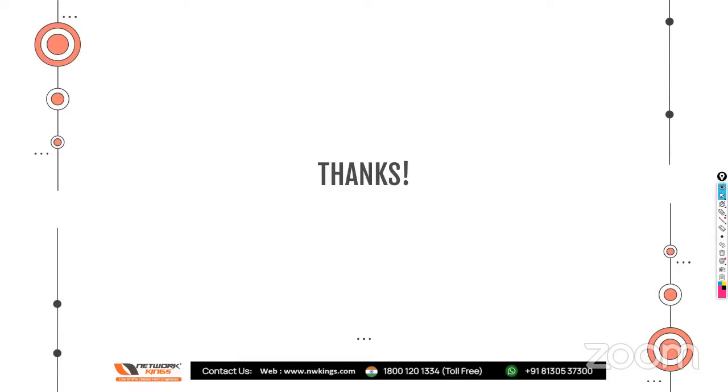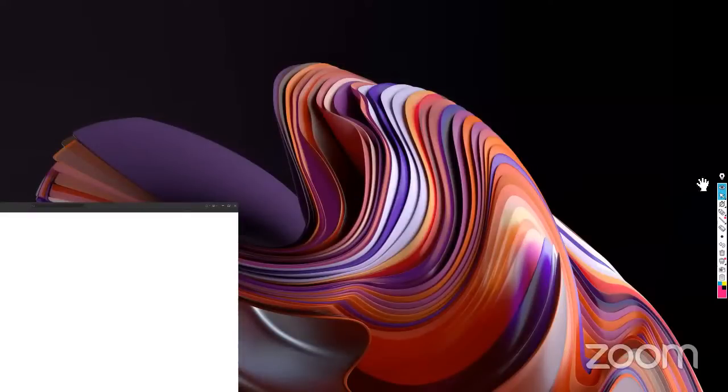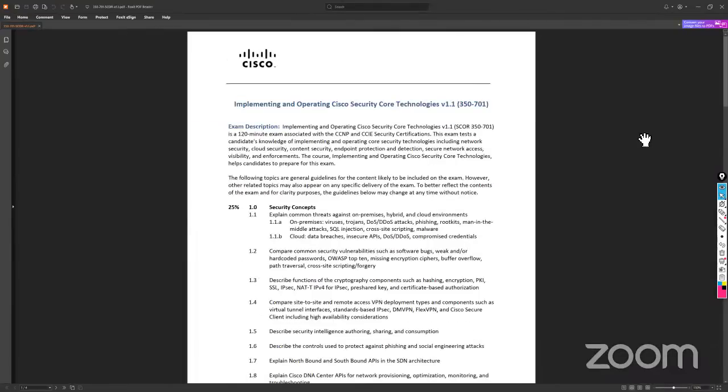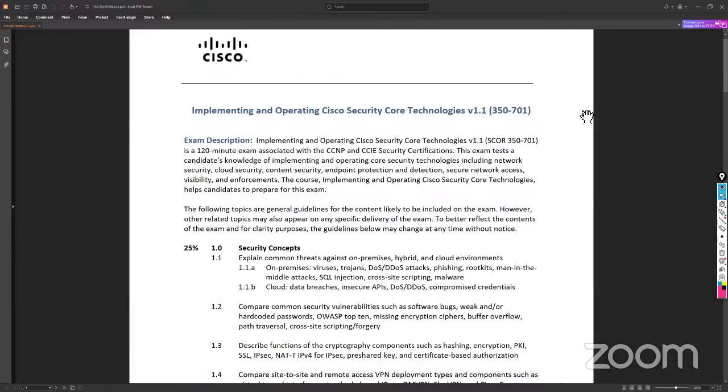So having said that, let me bring up the actual blueprint for the SCOR. This is for version 1.1, and this is downloadable from Cisco. If you go to the Cisco Learning Network, it is available to be downloaded as a PDF. The only purpose here was to show you the wide nature of SCOR and what all we will be covering within it.